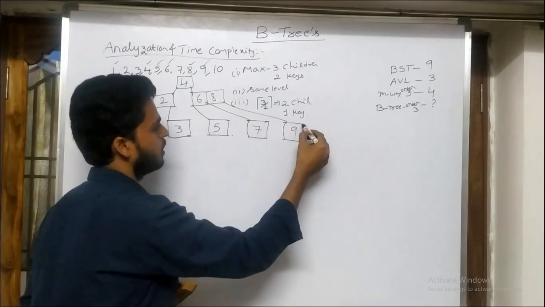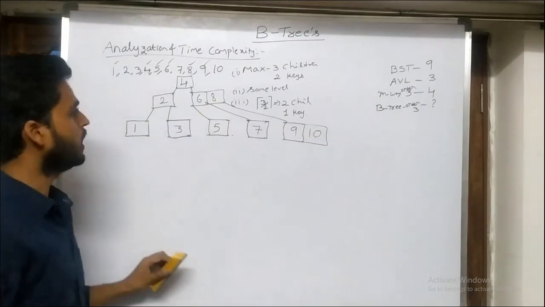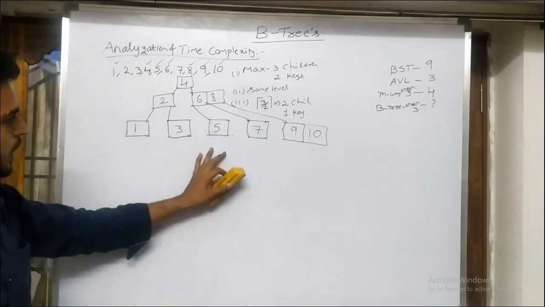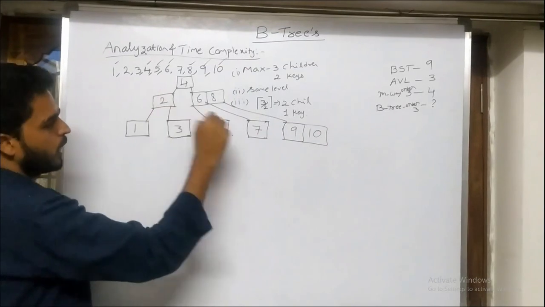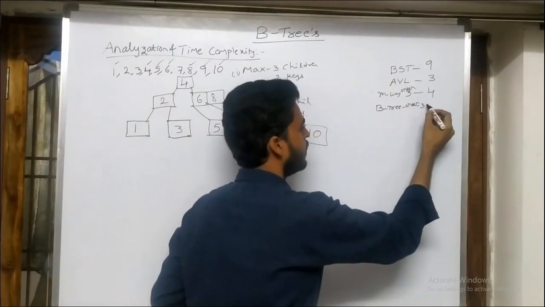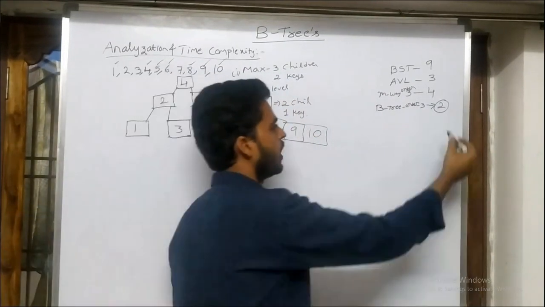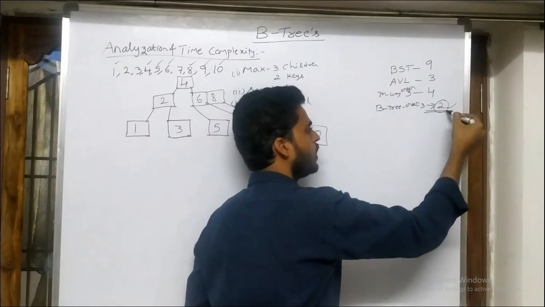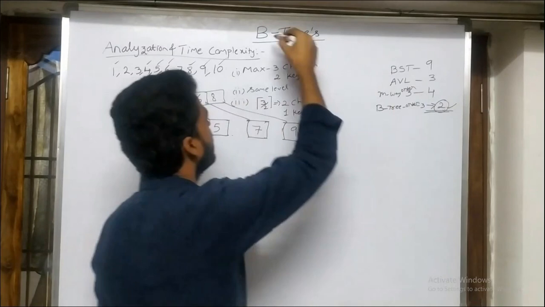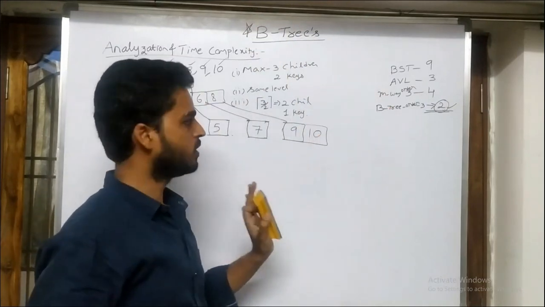Next I got 10. Yes, right? So 10 inserted. There is no violation. So all elements are completed. When all elements are completed, the B tree height is 2, meaning that all levels are right. So for a B tree of order 3, I got a tree of height 2. Since this height 2 is small, the time complexity of searching an element is also less. So B tree is better than all kinds of such trees.